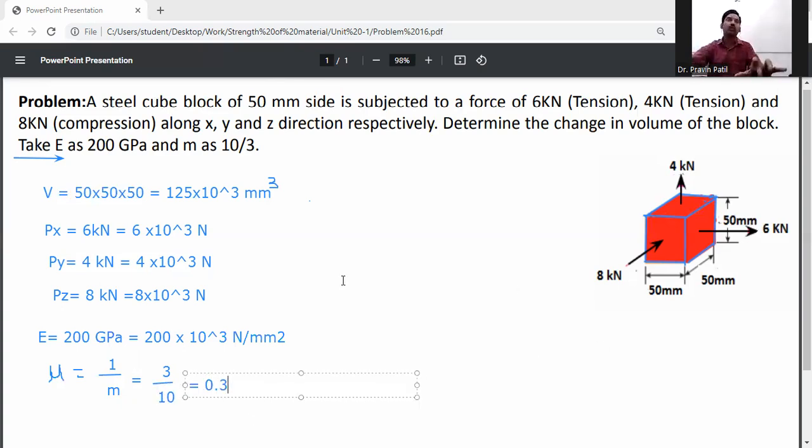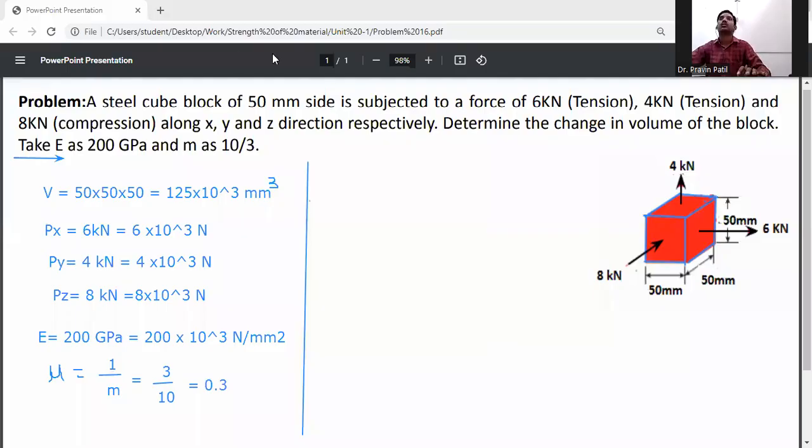So this data is given for calculating the change in volume. We calculate the stresses in x direction, y direction and z direction. First, we need to calculate stresses in x direction.